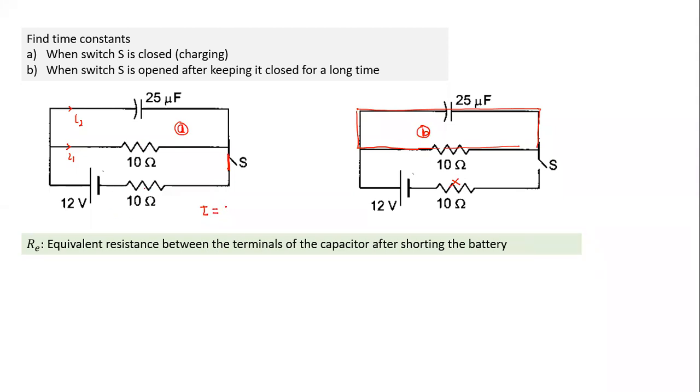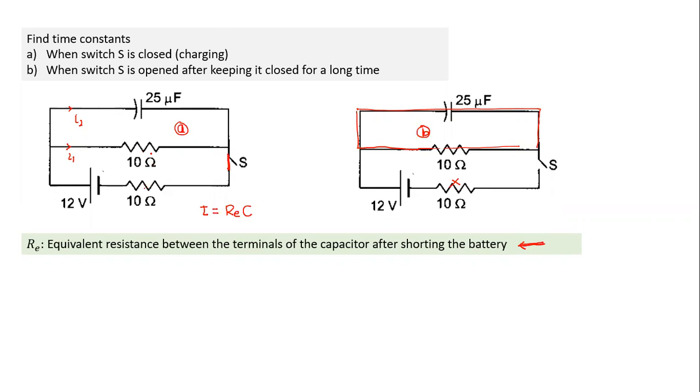Yes, sir. Let's define. I have to take some R equivalent. What is that R equivalent I should take? So that's a definition I can use to define R equivalent: the equivalent resistance between the terminals of the capacitor after shorting the battery. Do we have a proof for this? We don't have a proof, but this is something you need to remember. This is how we find R equivalent when a circuit is complex, having multiple resistances.